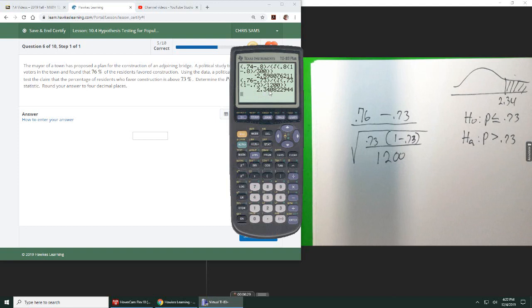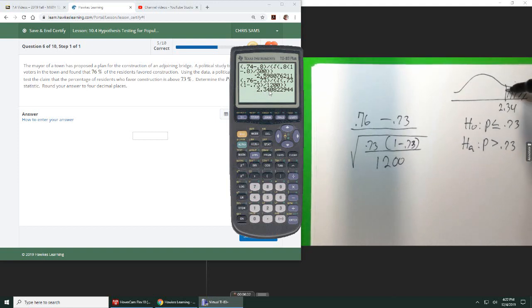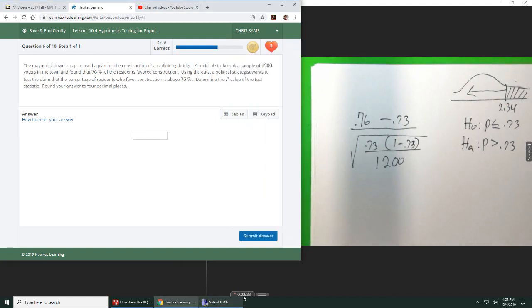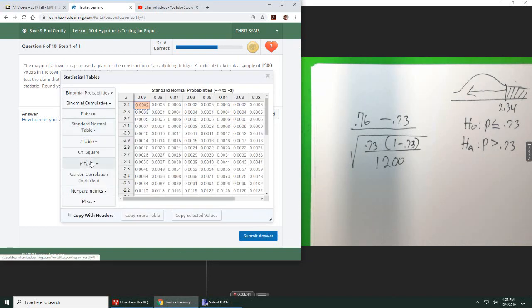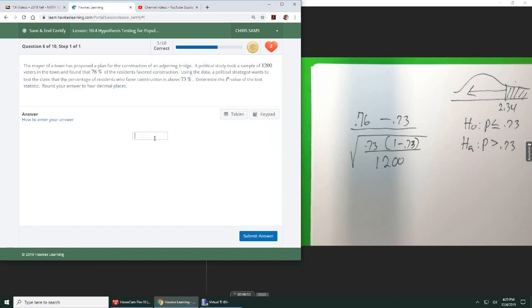Now notice, if you look in the z-table at 2.34, it's giving you the area to the left, and we want the right side. So we're going to look at the opposite, negative 2.34. So from the standard normal table, we're going to look at negative 2.34. So here we go, 0.0096. So that is our p-value.